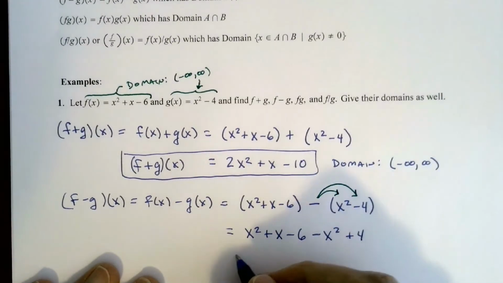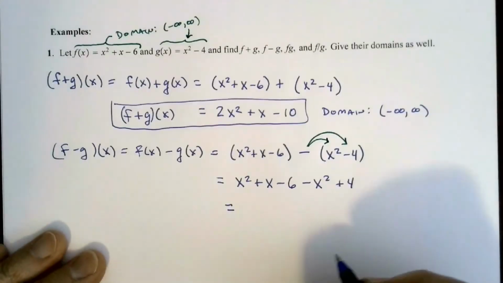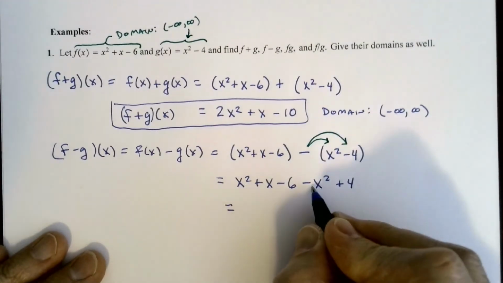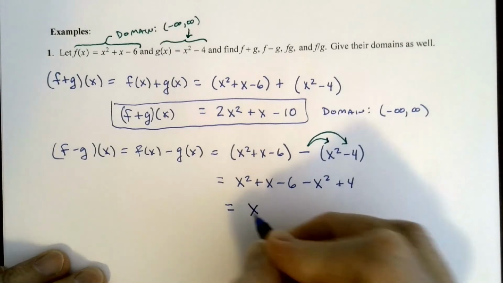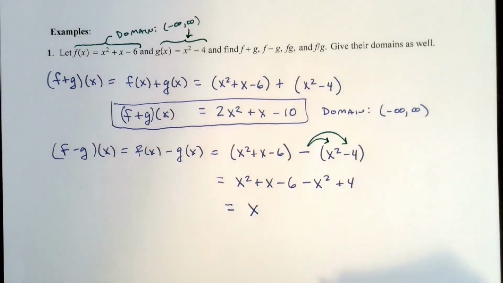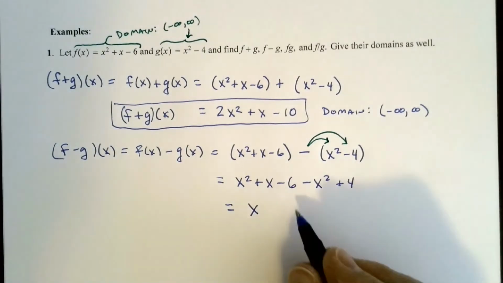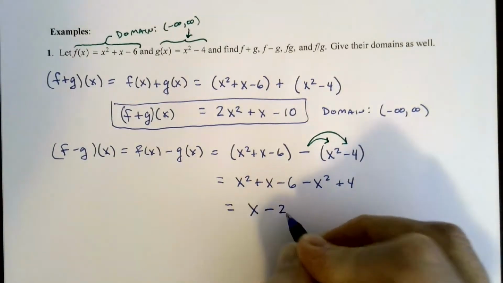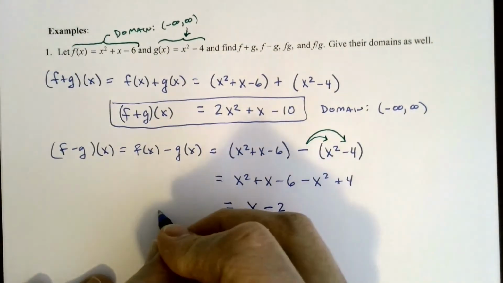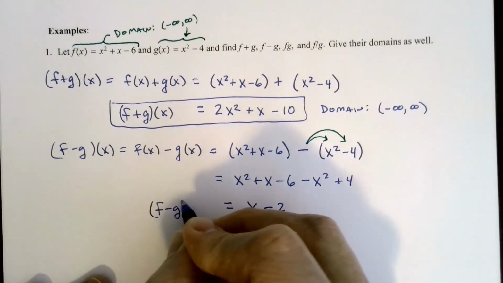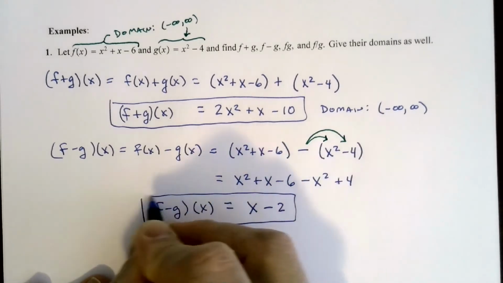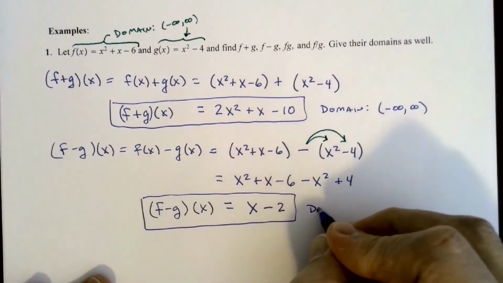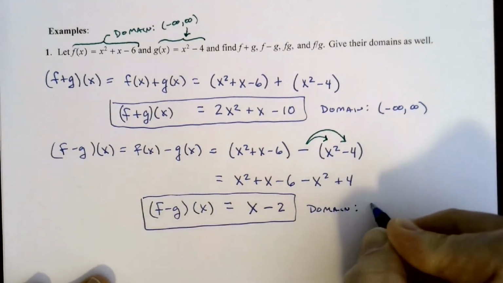And now we can combine like terms. And what do we get? I get x squared minus x squared. Well, there's no x squared terms. I have 1x. And I have, what, negative 6 plus 4 is negative 2. So this is f minus g of x. And the domain, like above, is all real numbers.